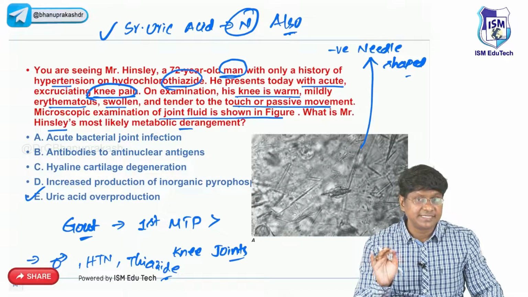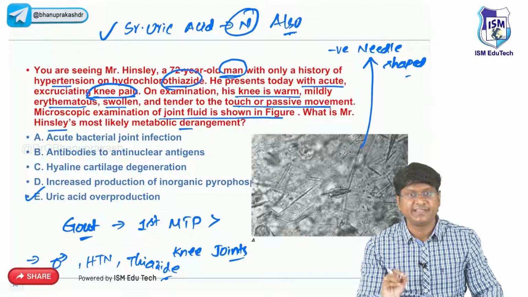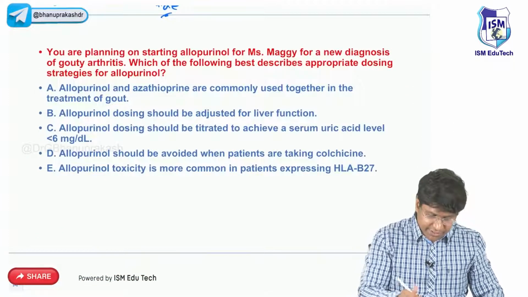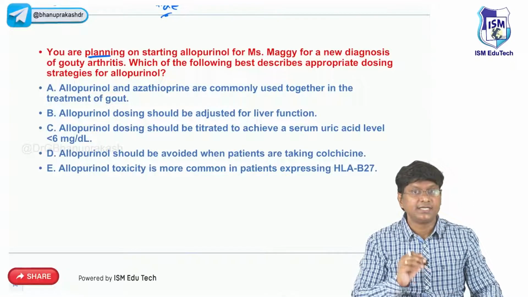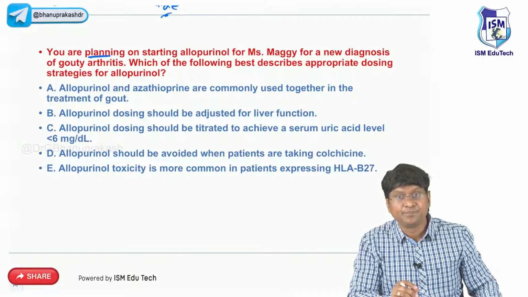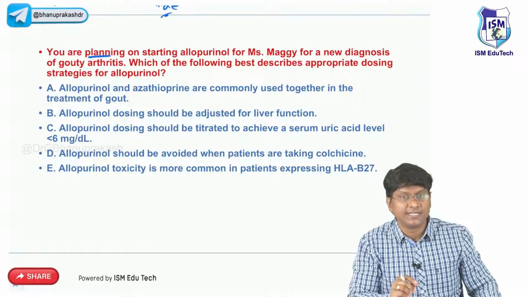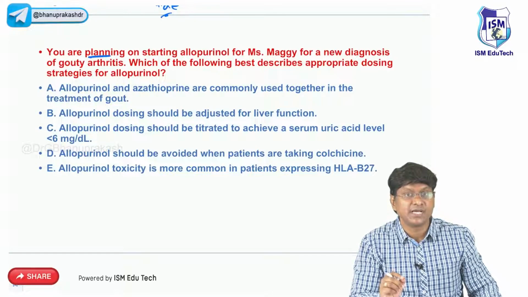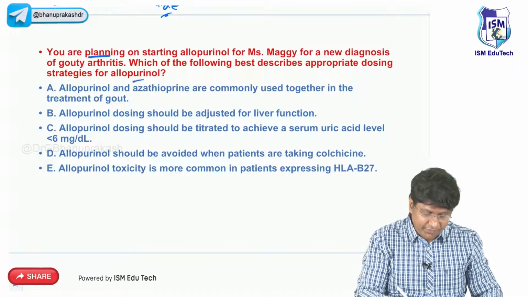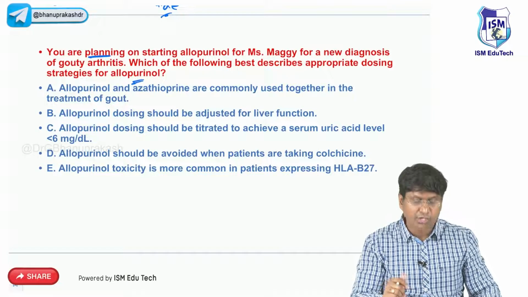Now let me take up the discussion of how you treat these patients. So you see here, you're planning to start allopurinol for Miss Maggie for a new diagnosis of gouty arthritis. Which of the following best describes appropriate dosing strategies for the allopurinol? You go through all the options.